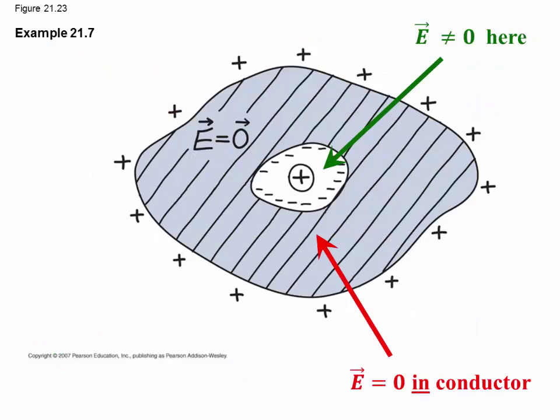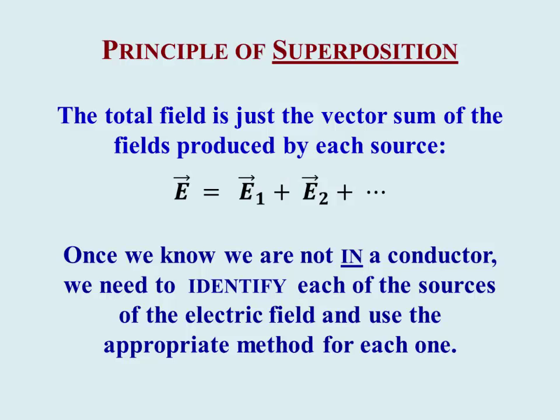One example of this is example 21.7 in our textbook. The shaded region is again a conductor, and the electric field is zero everywhere in that blue shaded region. But it's not zero in that interior region because there's a charge inside the conductor.